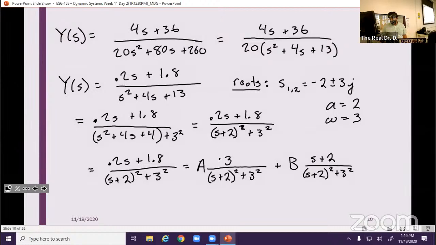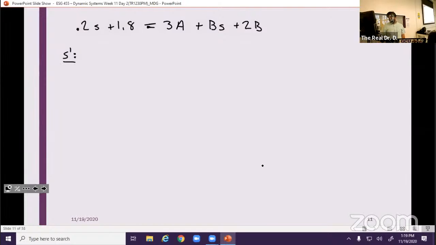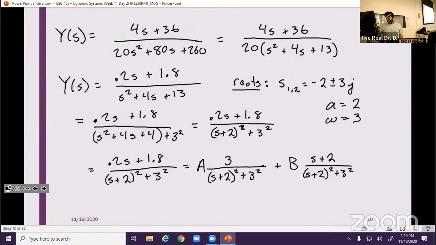Let's multiply it out. And if we multiply it out, we'll get 0.2s plus 1.8 is equal to 3A plus Bs plus 2B. Is that correct? Did I hit all of them? I didn't mess it up. Bs plus 2B. Yeah, we good.